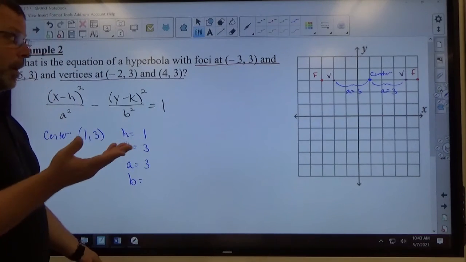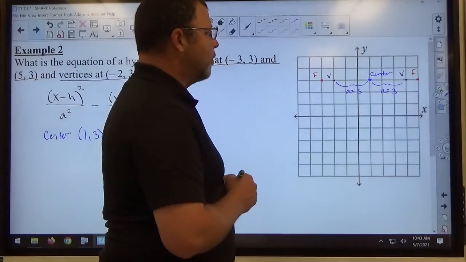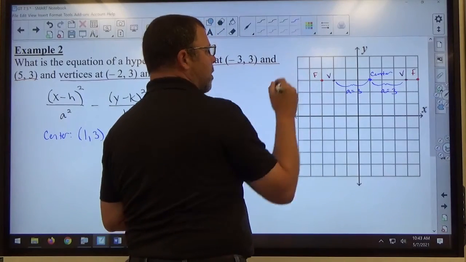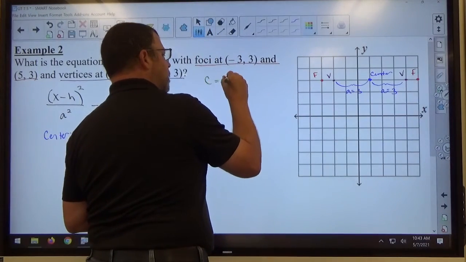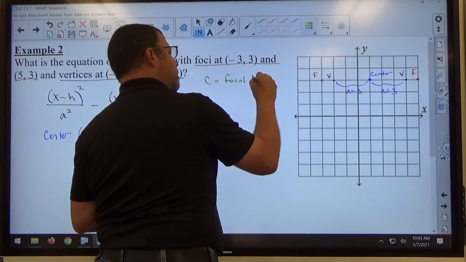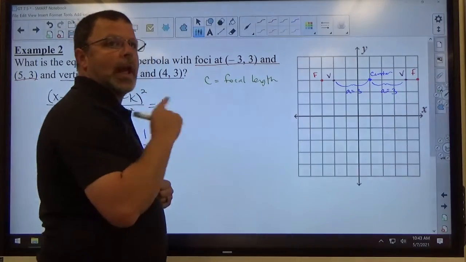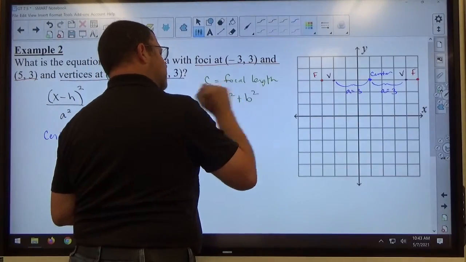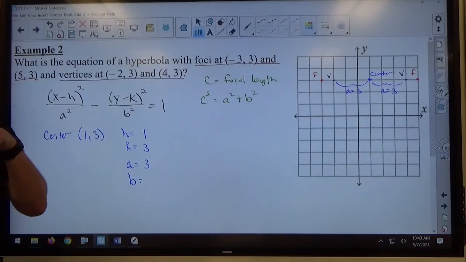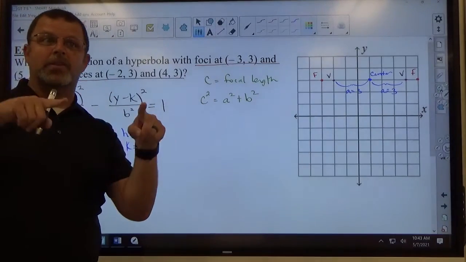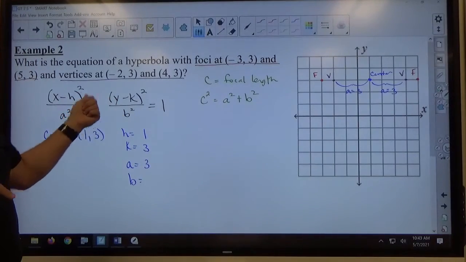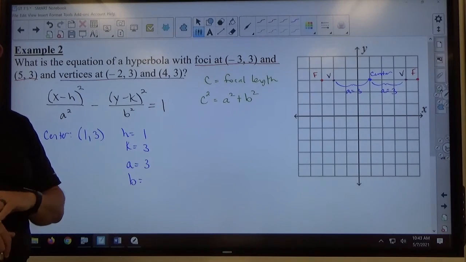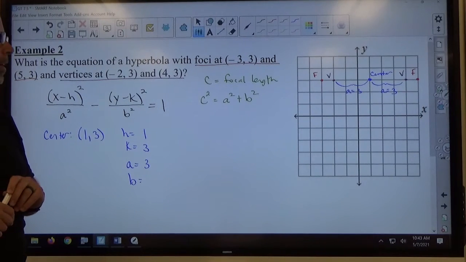And finally, in the picture, I also have focal points, so I have the capacity to find the focal length in this particular problem. C is always the focal length. C equals focal length. And the relationship between a, b, and c is that c squared is equal to a squared plus b squared. Remember in the ellipse it was a squared minus b squared or b squared minus a squared. This equation has a plus sign. So they have similar properties, but they're different. Make sure you look at the differences, look at the similarities, and get those identified.